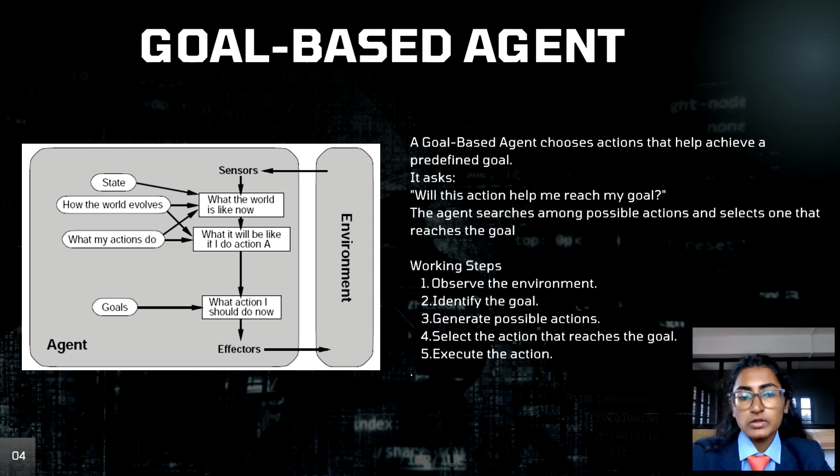Now, let us see the working steps. The agent first collects information from its surroundings. It clearly understands what needs to be achieved. Based on that, the agent thinks of different ways to reach the goal. It chooses one action that can successfully achieve the goal and performs the selected action.